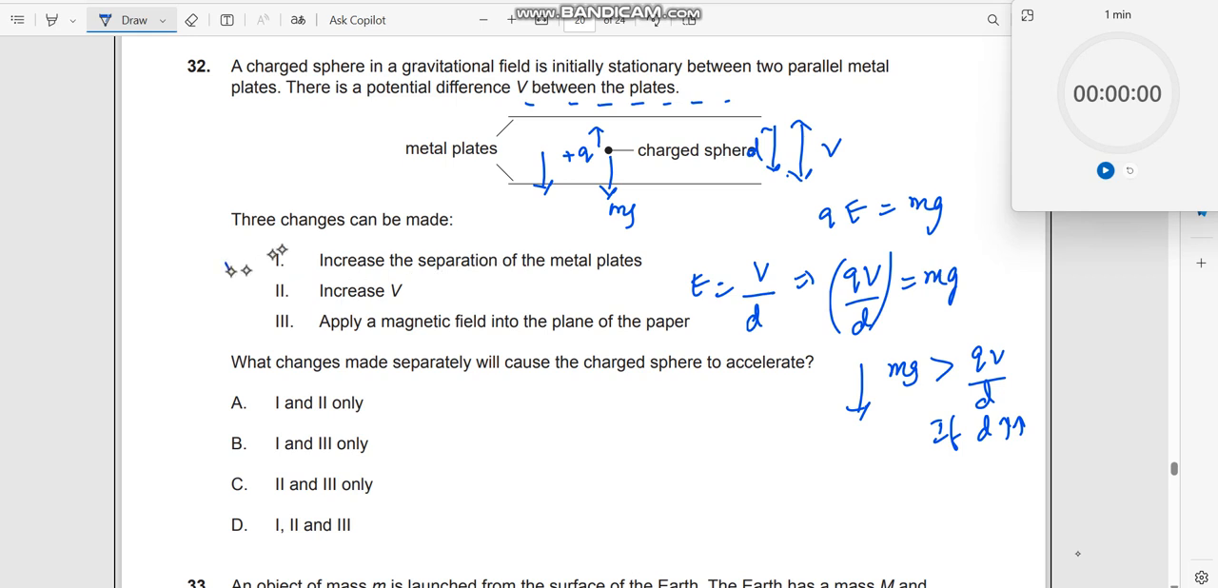So this is true. Then increase V. If I increase V, what will happen? Now it will try to go upwards, right? Because the potential is larger, it will get attracted more and more. So definitely it goes upwards. Therefore it is no more stable. So this is also true.